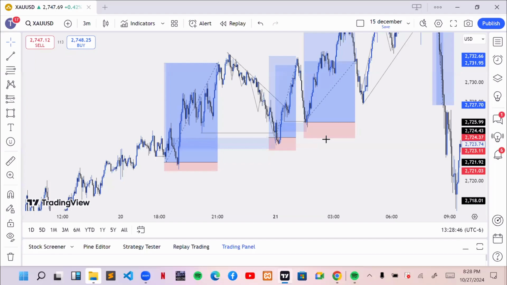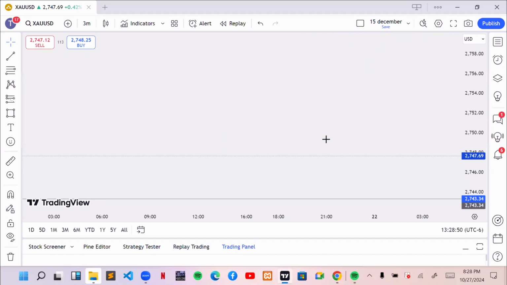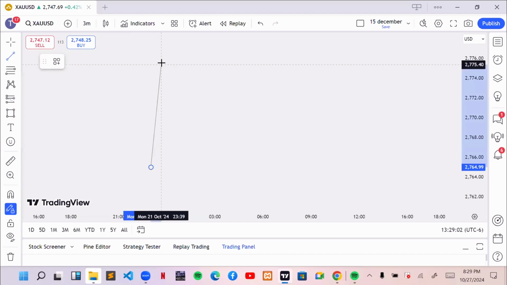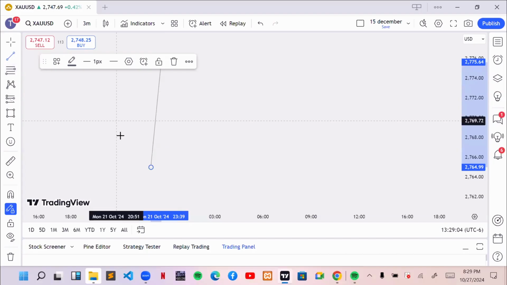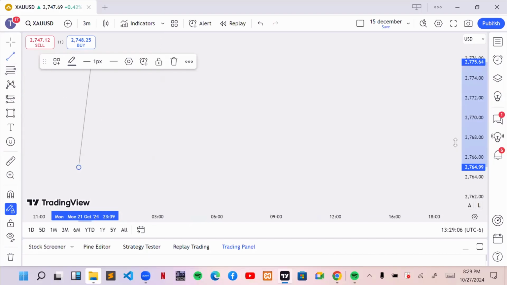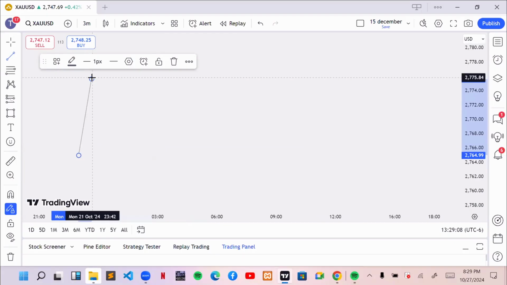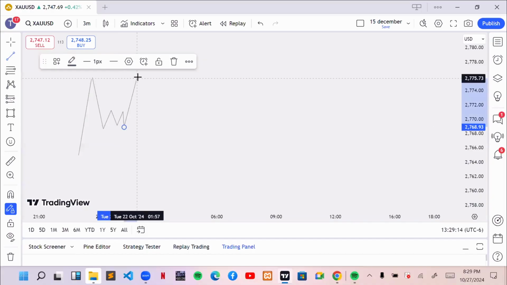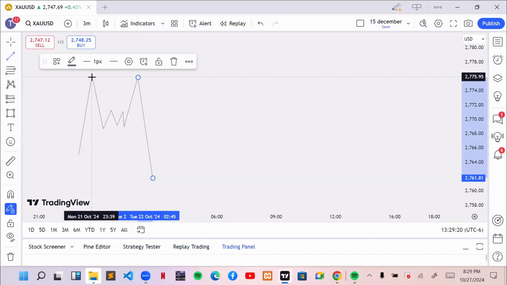That is one type of liquidity. The second one is equal highs and equal lows liquidity. What most people call double top and double bottom is what equal highs and equal lows are. For example, you can see the market do something like this, then do something like this, then go here and still make an equal high here. So here is your equal high in the market.